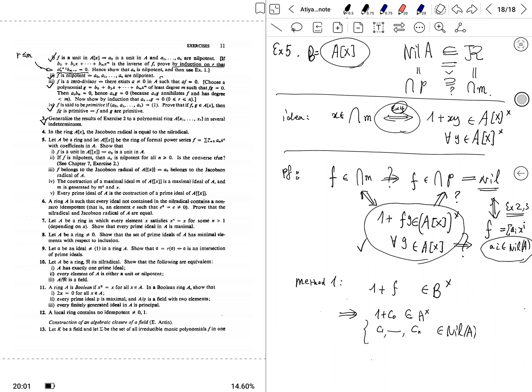But can this imply c0 is in the nilpotent elements of A? Actually, it cannot. It can only tell that it is in the Jacobson radical of A.